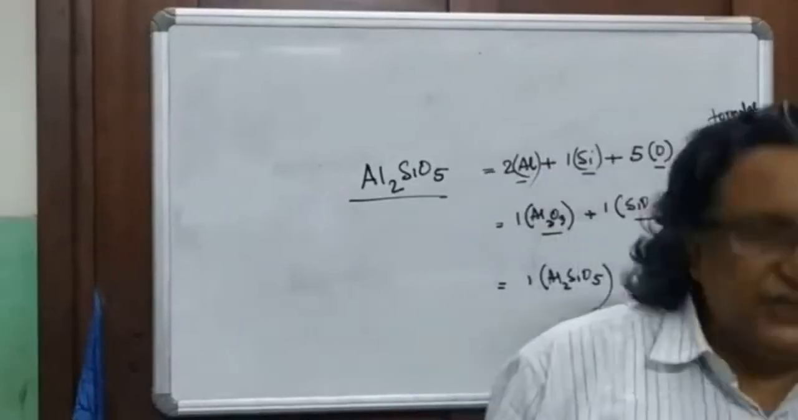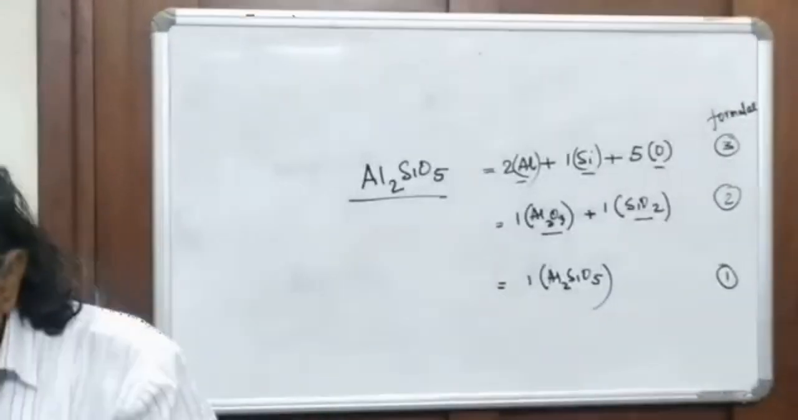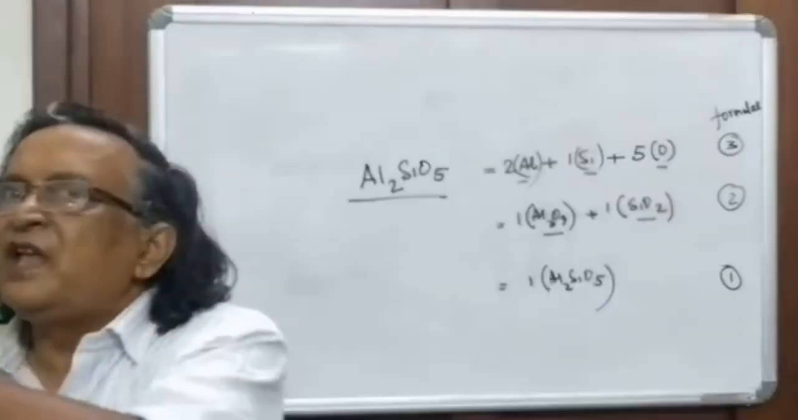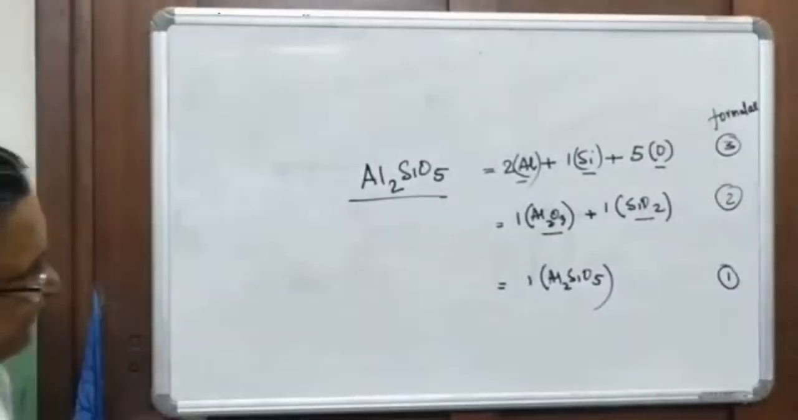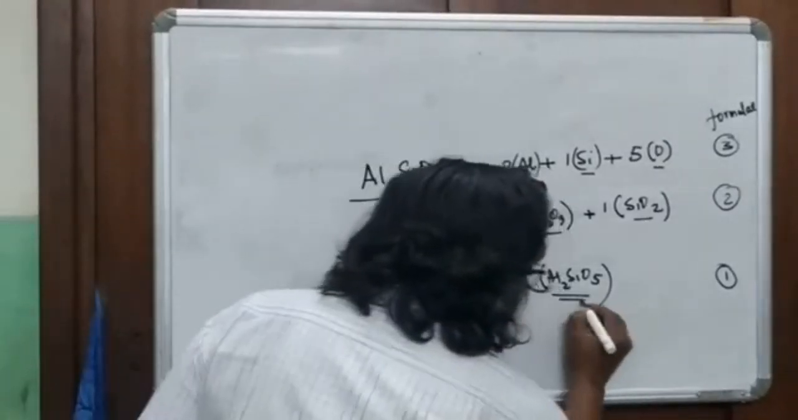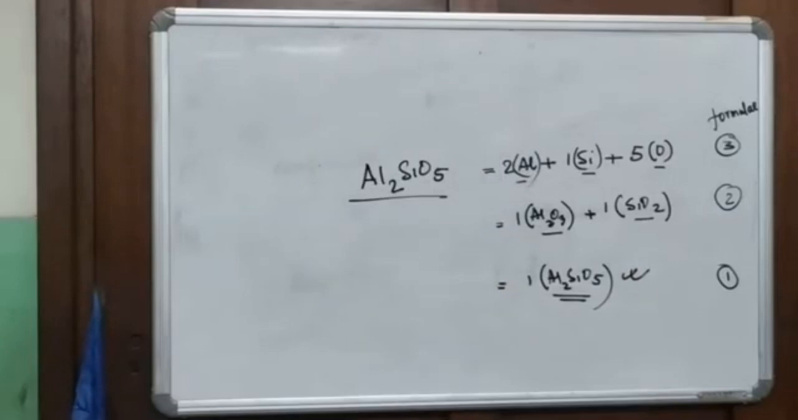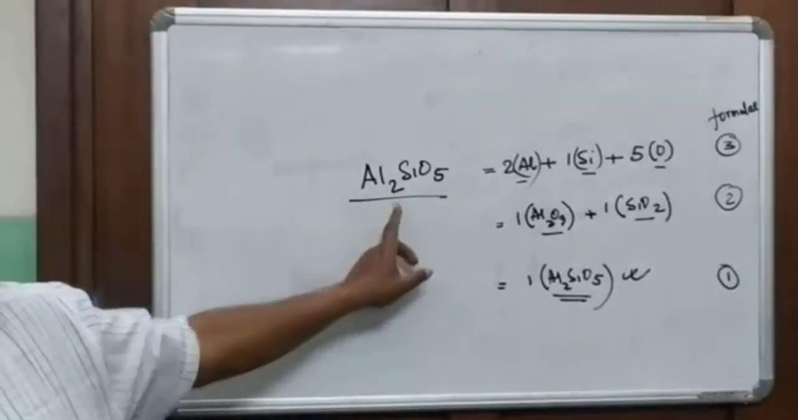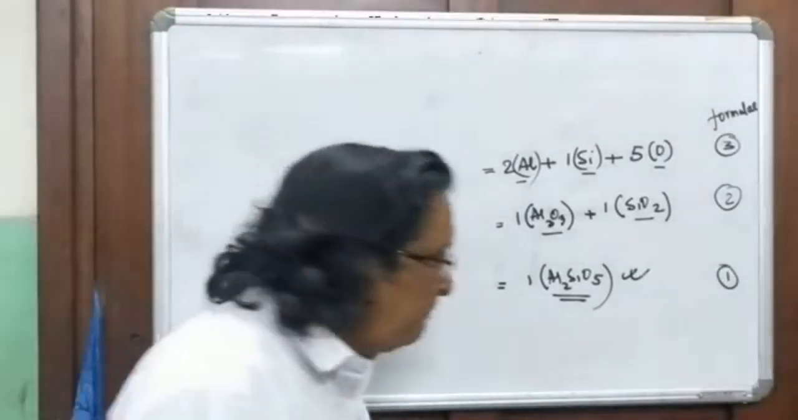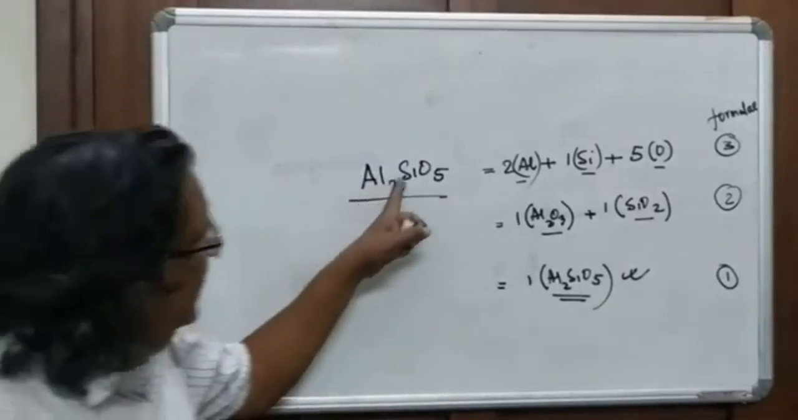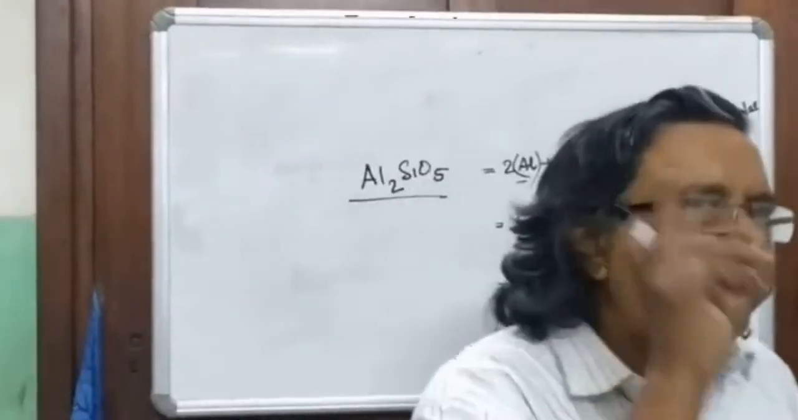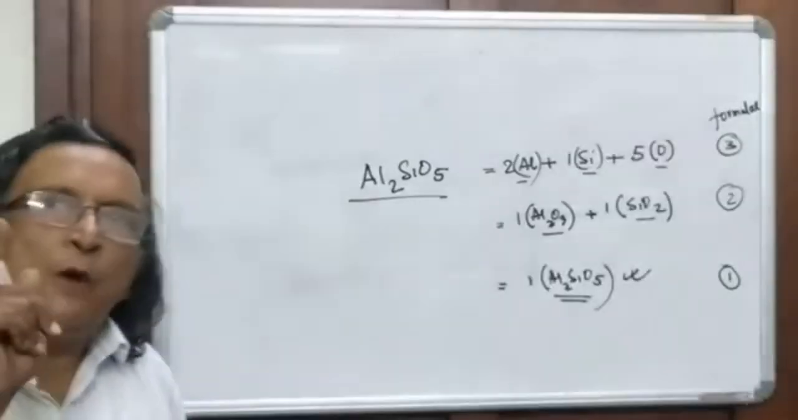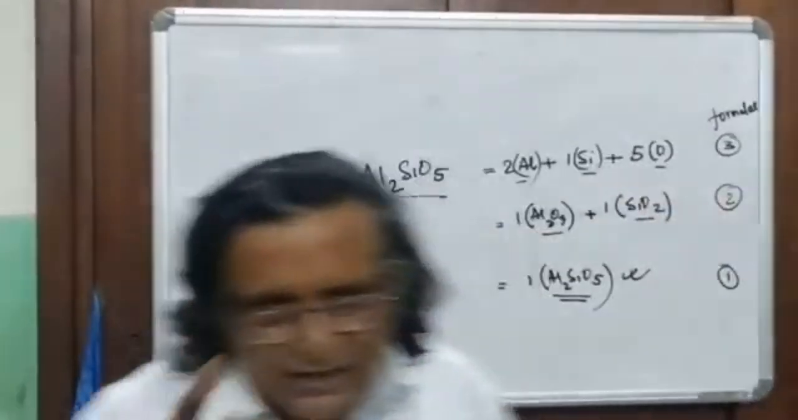Now, according to the definition of a system component, it is the minimum number of components or formulas that describe the chemical variability of a system. So if I take that definition, then this is correct, because this is the minimum number of components that describes the chemical variability of the phase. Al2SiO5 can be described by only one formula, Al2SiO5. So it is a one component system.